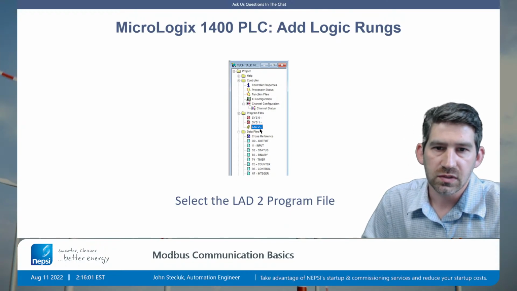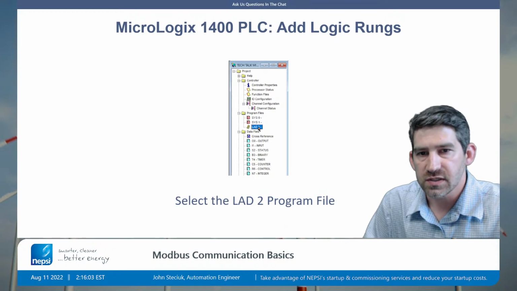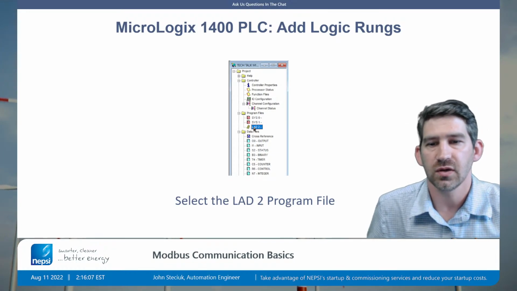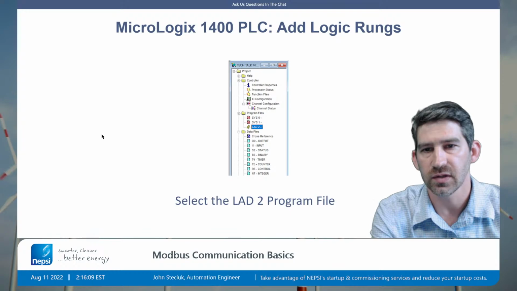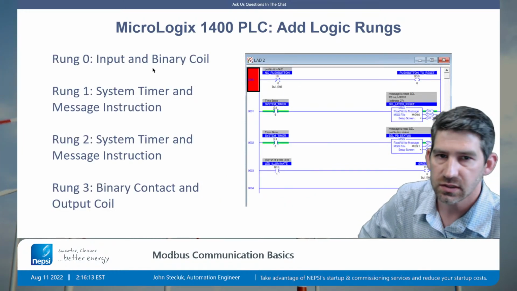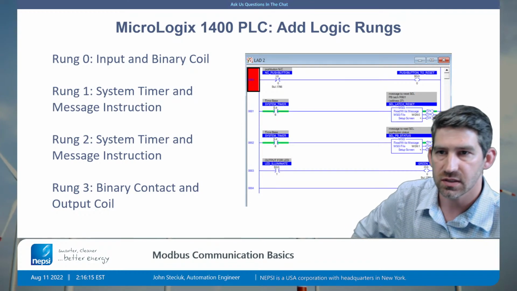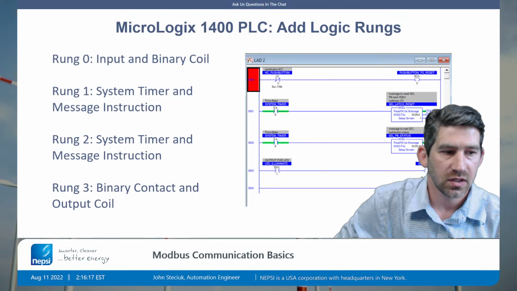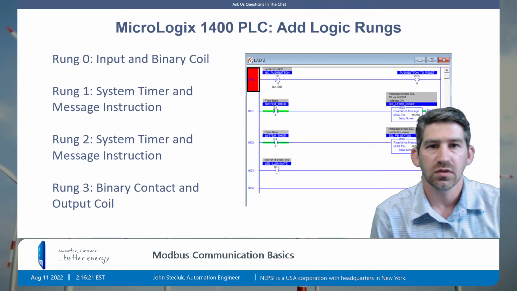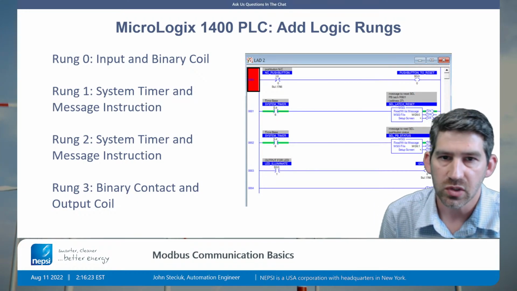So we're going to go back over to the project banner on the side, and we're going to select the ladder logic diagram. We're going to go into the default diagram. We're going to add 4 rungs of logic to get this exercise done. So I'll go through them.